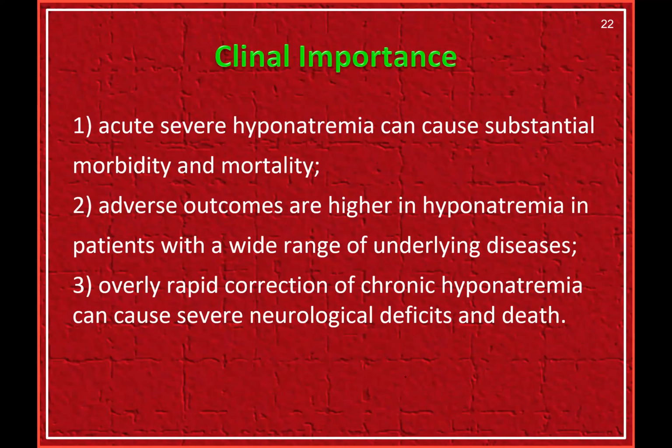Acute severe hyponatremia can cause substantial morbidity and mortality, and adverse outcomes are higher in hyponatremia in patients with a wide range of underlying disorders. Overly rapid correction of chronic hyponatremia can cause neurological defects, central pontine myelinolysis and other things. So three important things: it's a substantial cause of morbidity and mortality. Number two, the underlying disorders which could lead to hyponatremia have to be looked into. Number three, too vigorous and too heroic correction might end up in neurological disability.